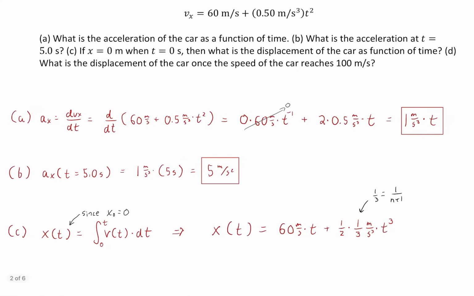My 60 meters per second becomes 60 meters per second times t, because a constant just becomes linear when you do the antiderivative, because remember, what was a t to the 0 becomes a t to the 0 plus 1, which of course then is just t, okay? And then over here, I follow the rule of putting a coefficient in front that is 1 over n plus 1, right? So that's where the 1/3 comes from. And then my t squared becomes a t cubed. Again, following just the rules for antiderivatives of polynomials.